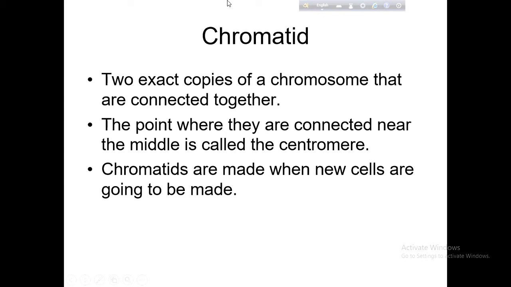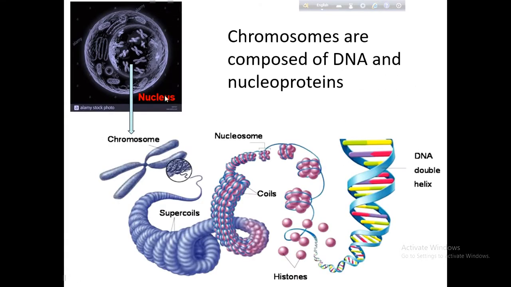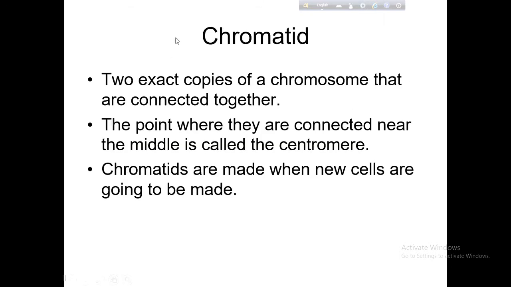What is a chromatid? So far you have seen the picture of a chromosome. Here you can see this is the whole chromosome, and this chromosome has this one arm and this is another arm. These are called the arms of the chromosome, and these two particular arms are called chromatids. So the two exact copies of a chromosome that are connected together are called chromatids. The point where they are connected near the middle is called the centromere.